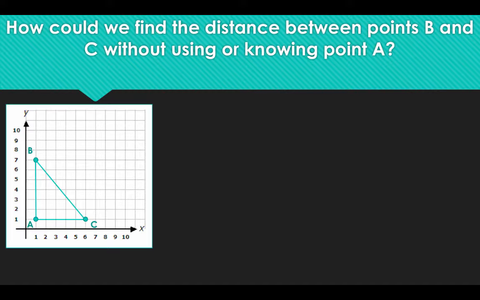So how can we find the distance between points B and C without even having to know point A? So we're not always going to have a perfect right triangle to find a distance. And so if I'm given any 2 points, I want to be able to just find the distance between those 2 points. I don't want to have to draw out this perfect triangle. Well, let's think about this.